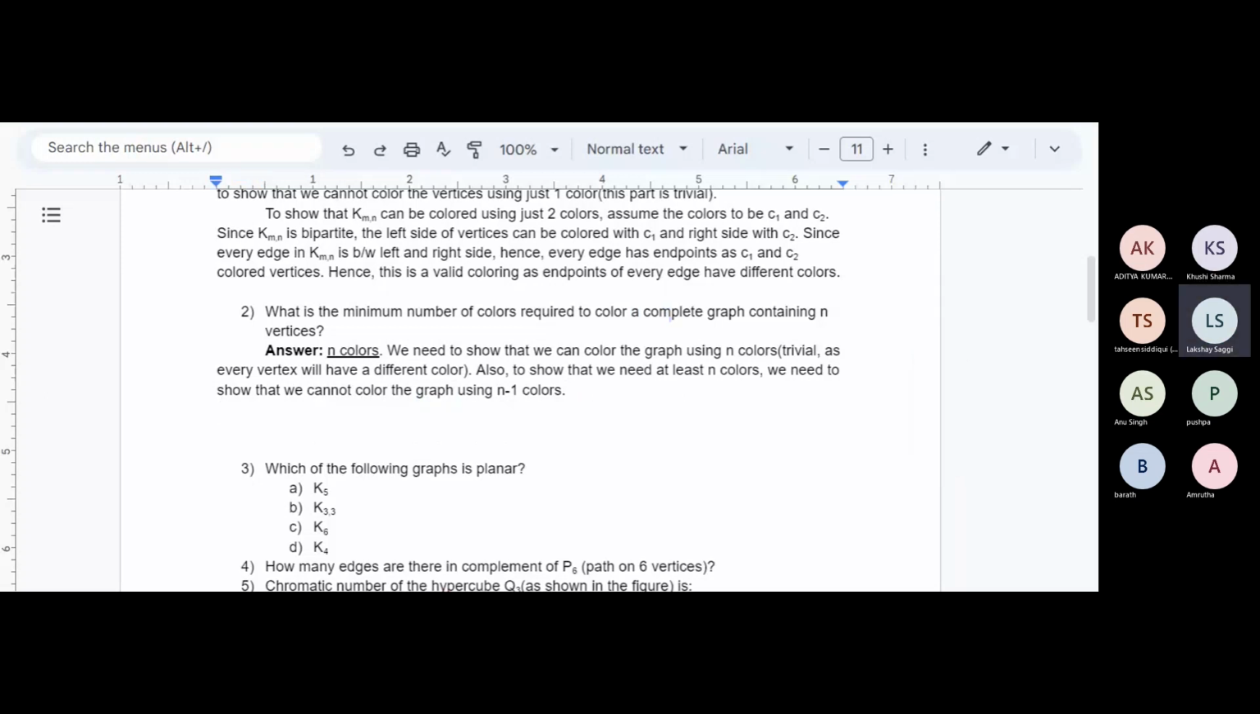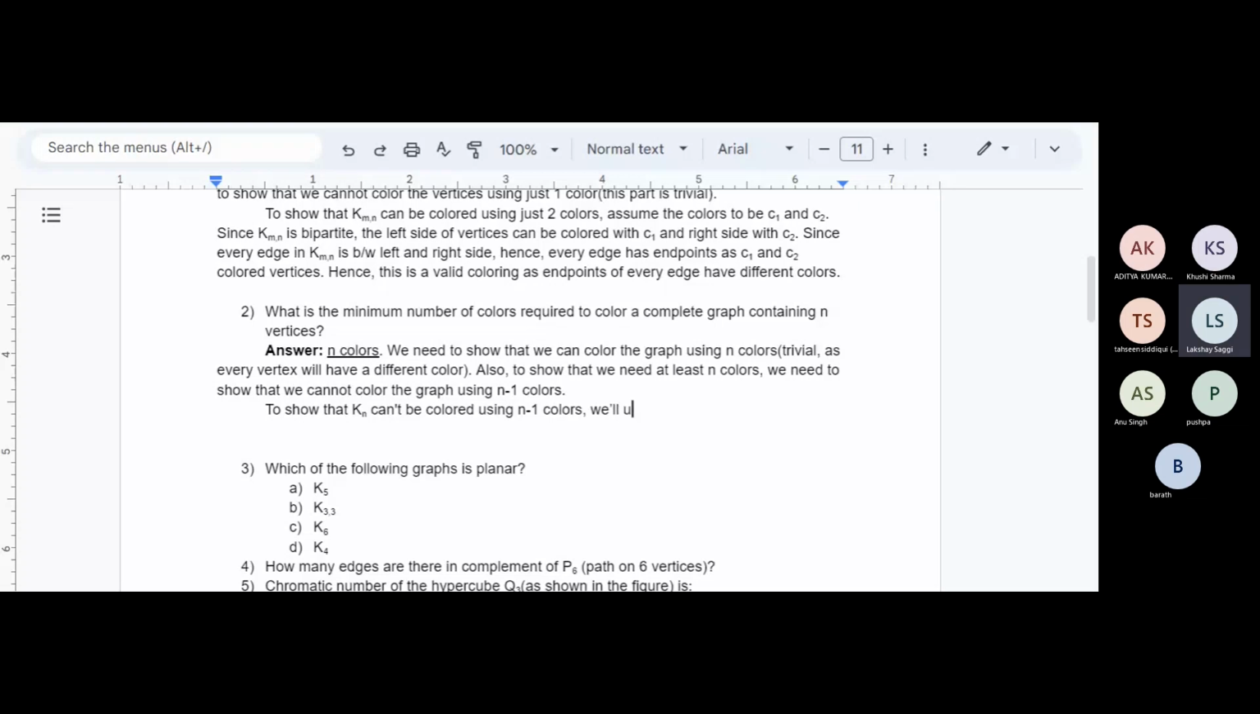So to show that Kn can't be colored using n minus 1 colors, Aditya has written that as all vertices of a complete graph are adjacent to each other, therefore the chromatic number will be the same as the number of vertices. Yeah, I'll just formalize the statement which you have written. Your statement is correct, but I'll just formalize it a bit here. So now what we need to show is that Kn can't be colored using n minus 1 colors.